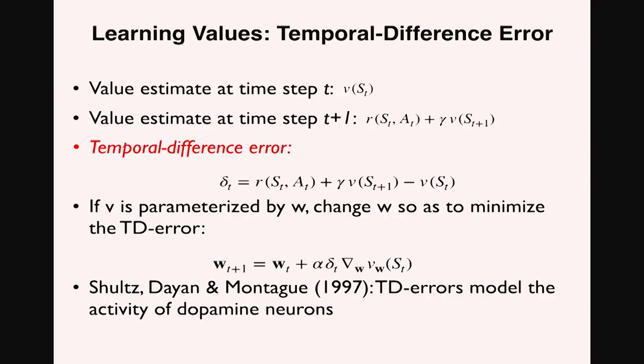Interestingly, Schultz, Dayan, and Montague showed that these TD errors actually model very accurately the activity of dopamine neurons in the brain. And there was a whole ton of follow-up literature in neuroscience that studied this model and tried to break it, in fact. And it turns out to be quite a resilient model of dopamine neuron activity.